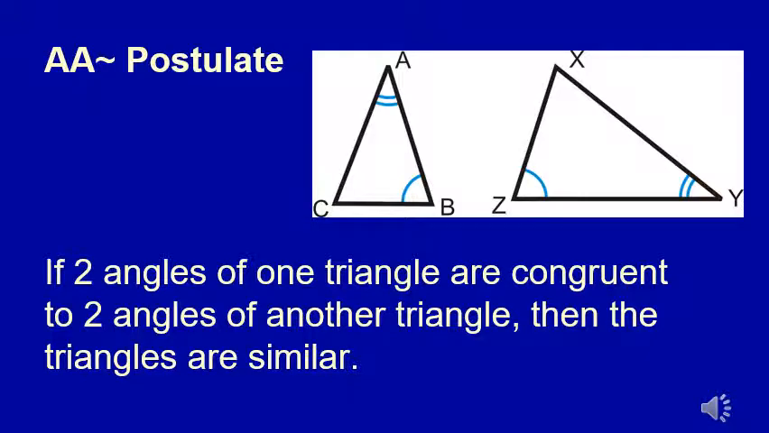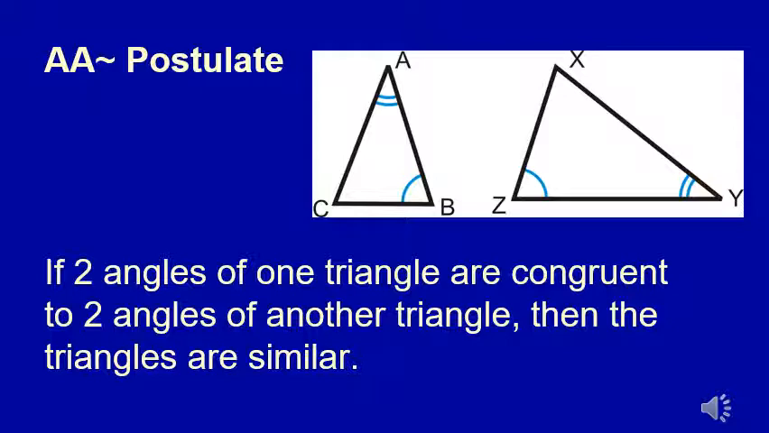Here's a picture that shows you what that would look like. In this picture, you can see that angle A and angle Y are marked to show that they're congruent. So are angle B and angle Z. So I have two different angles of one triangle that are congruent to two different angles of another triangle. And that's why I know that these two triangles have to be similar. I could say that triangle ABC has to be similar to triangle YZX.